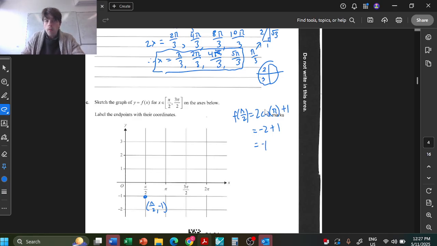Our other endpoint at 3 pi on 2 is 1 period away from the previous one, so we can fill that in as the same value. Pi on 2 plus pi gives us 3 pi on 2. Then half that period is where the maximum is going to occur, so that's at the point pi, 3. And then we can fill in our general shape here. It's going to go down to our equilibrium line, which is 1, and that's where it's going to change concavity. And it's going to look something like that.